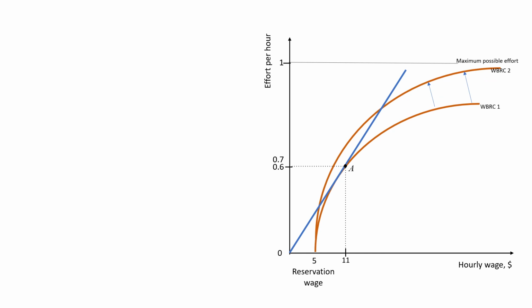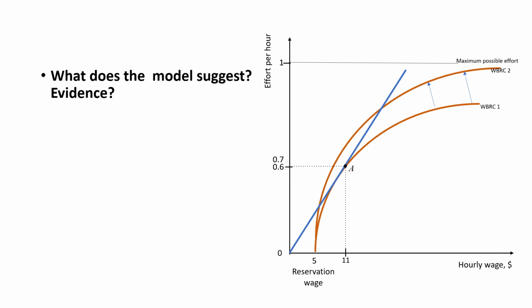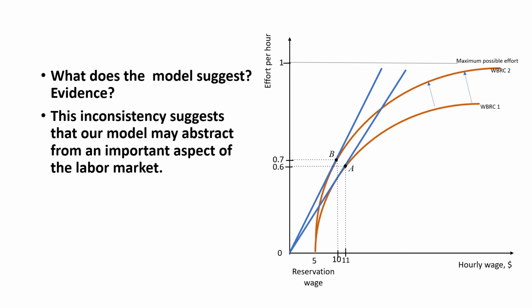Finally, what does this model suggest and what does the evidence tell us? This model suggests that this will lead to a lower wage and higher effort, while evidence does suggest that workers work harder in periods of higher unemployment. Very few employers cut wages. This model inconsistency suggests that our model may abstract from an important aspect of the labor market.